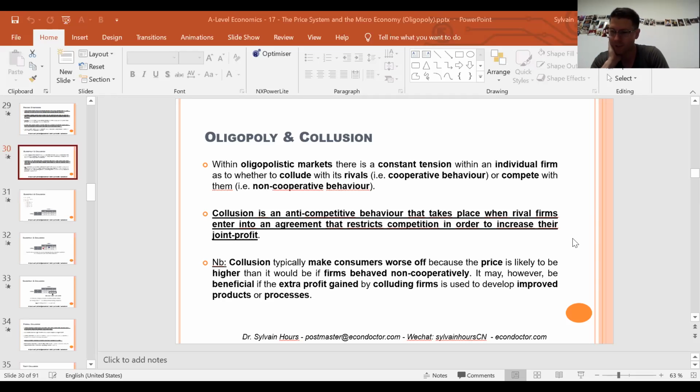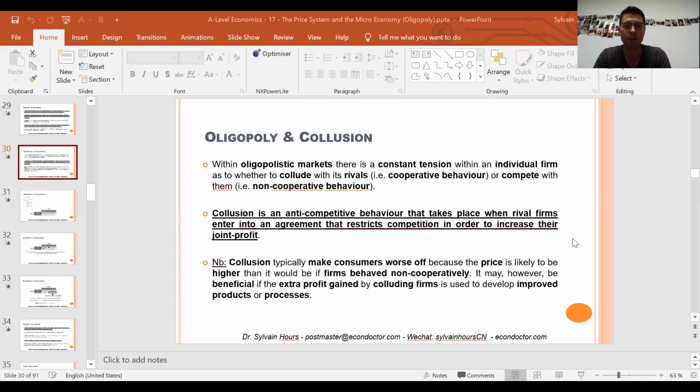So the plan for tonight is to finish talking about collusion, something we started during our last webinar. In particular, we need to have a look at the different types of collusion. You know that there are two main types: tacit collusion and formal collusion. So we'll have a look at these two types.